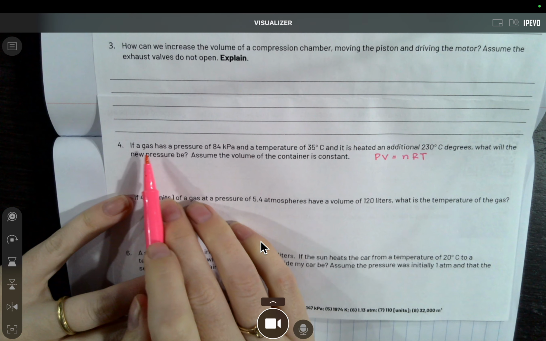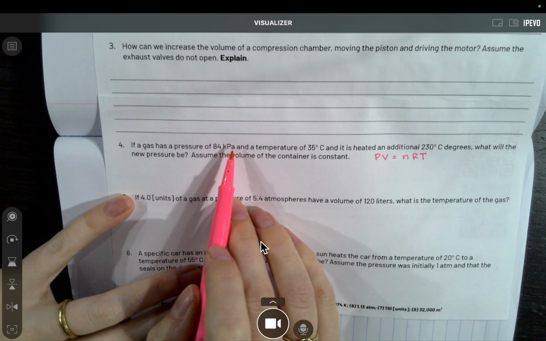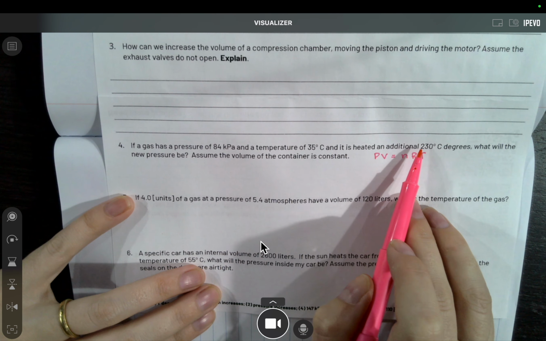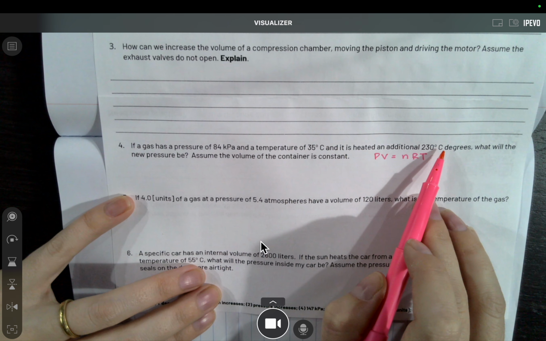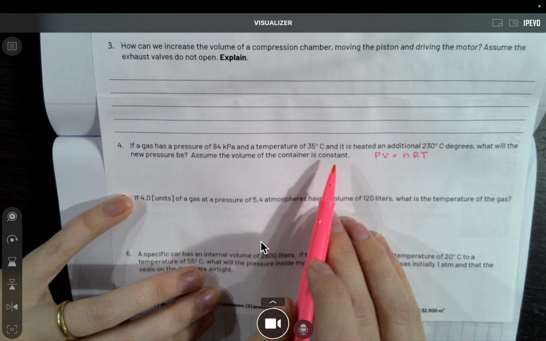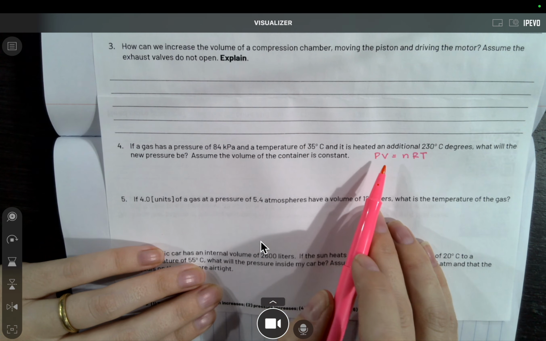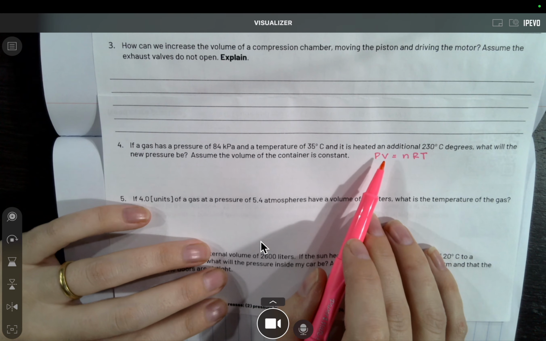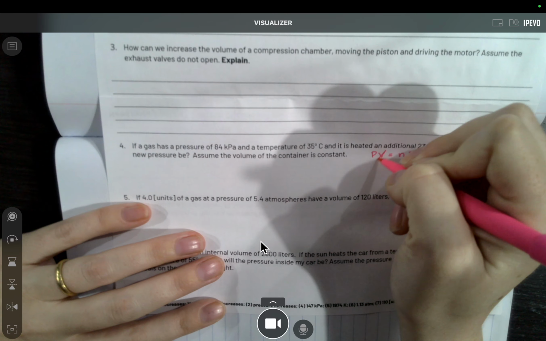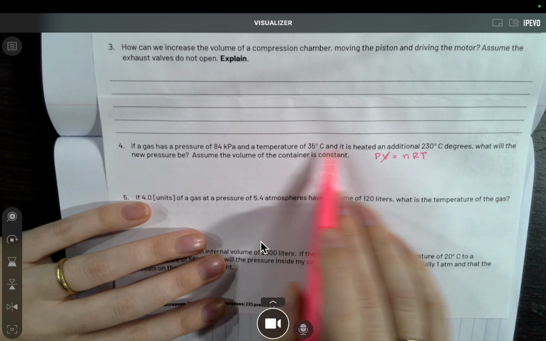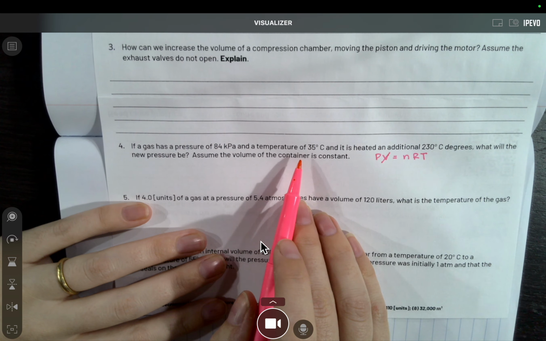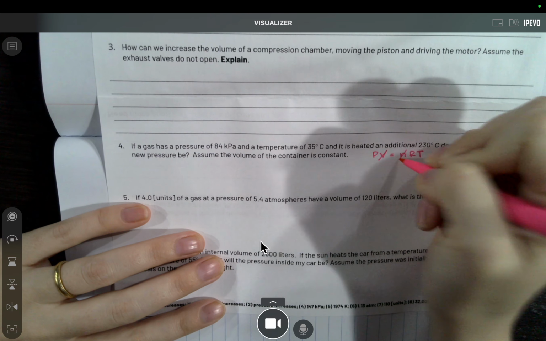Okay. If a gas has a pressure of 84 kilopascals and a temperature of 35 degrees C, and it is heated an additional 230 degrees C, what will the new pressure be? Assume the volume of the container is constant. All right, so if the volume of the container is constant, it's not getting larger or smaller. I also didn't hear anything about the amount of gas changing. So we know volume's not changing, and I didn't hear anything here about the gas changing. Sealed container, we're going to assume that.